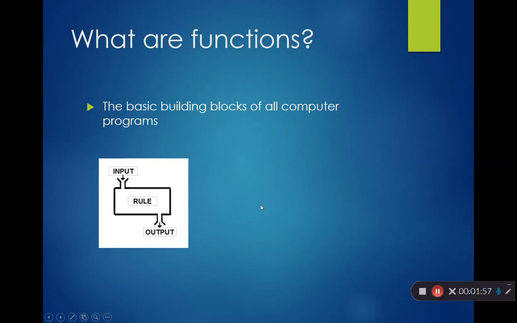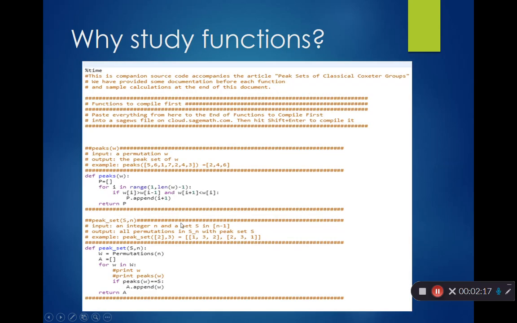Another reason why you care about functions, and you should definitely care about this, is that we're in the 21st century now, and this is the computer age, the technology age. Functions are the basic building blocks of all computer programs. They're like the sentences in any paragraph of computer code. So again, this format of input-output rule is very important.